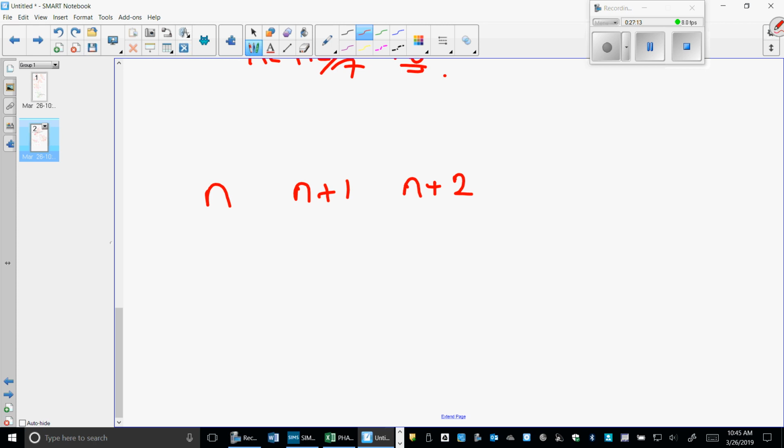But we're told that the sum of those 3 numbers, what happens when we're finding the sum of things? We add them. So the sum of those 3 numbers is 162.